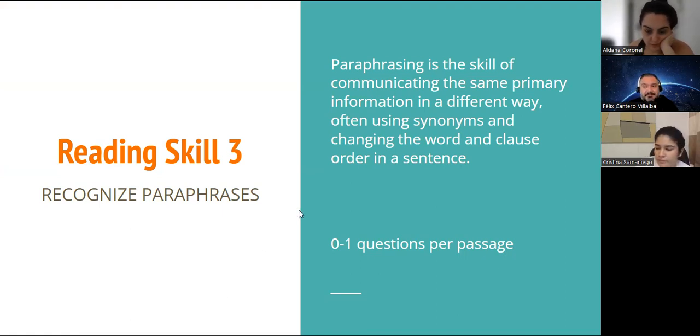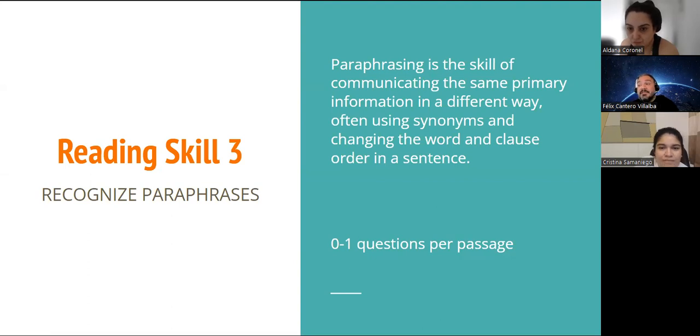Reading skill 3 is recognizing paraphrases. What are paraphrases? You can read here. Yeah, please read. Paraphrasing is the skill of communicating the same primary information in a different way, often using synonyms and changing the word and clause order in a sentence.